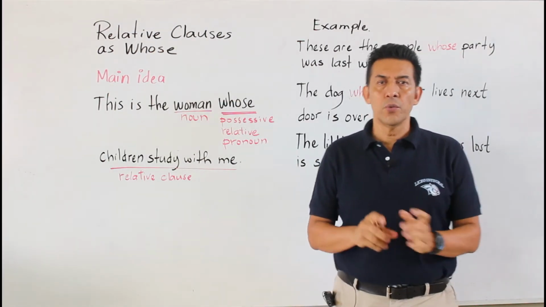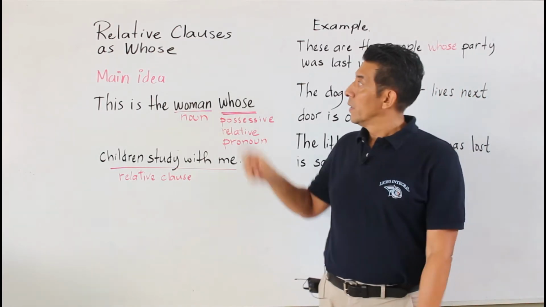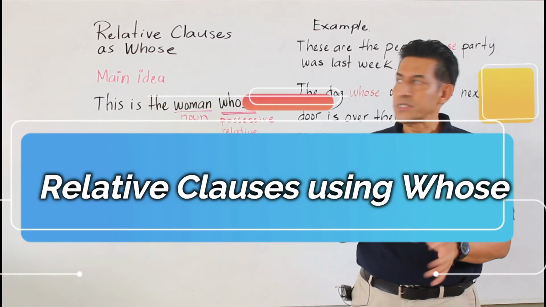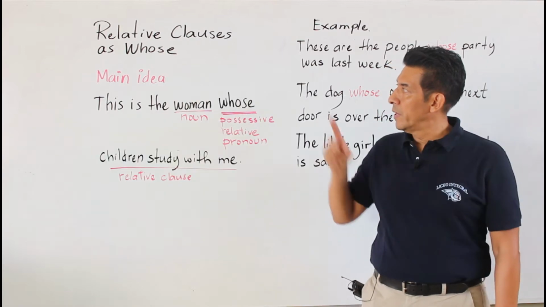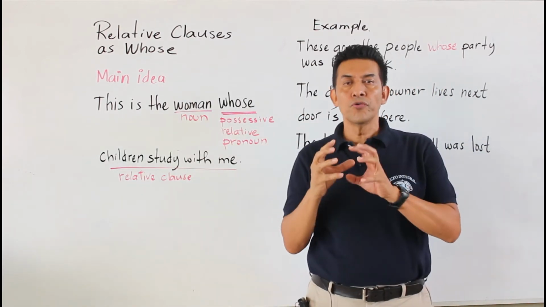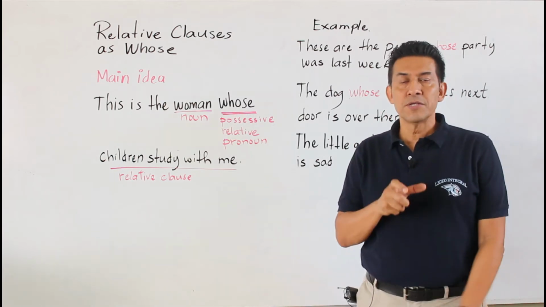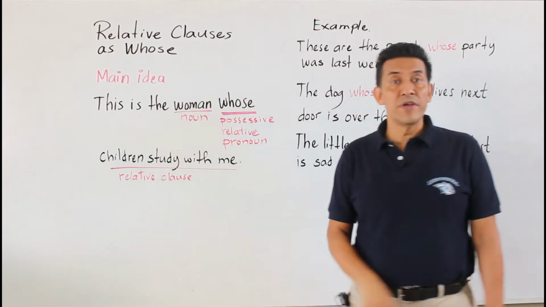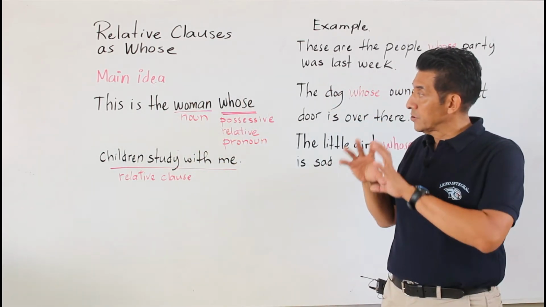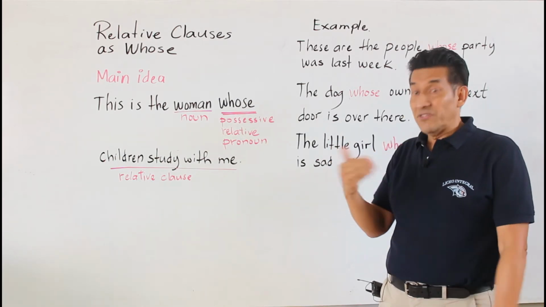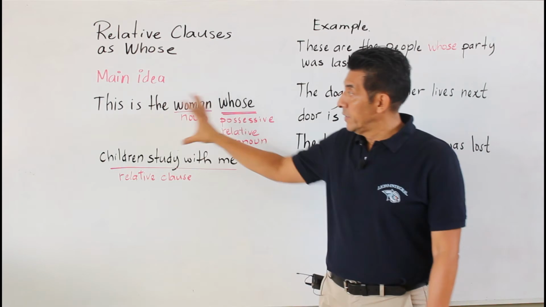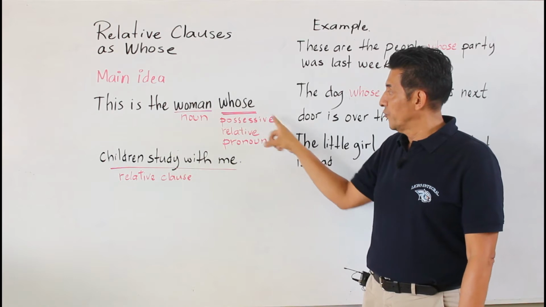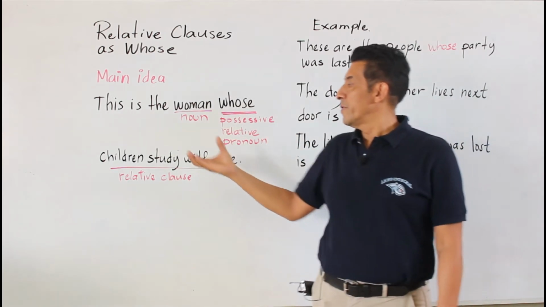In this opportunity, we will continue with the relative clauses, but in this case, we will see whose. We're going to use whose as a possessive relative pronoun in relative clauses. And the main idea is that we have this structure and we will explain step by step. First of all, in this sentence we have a noun, then we have the possessive relative pronoun, and then we have the relative clause.